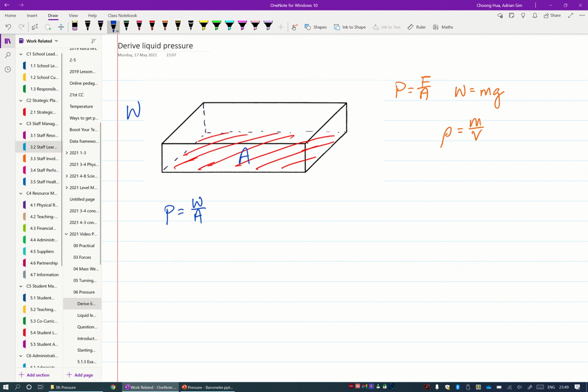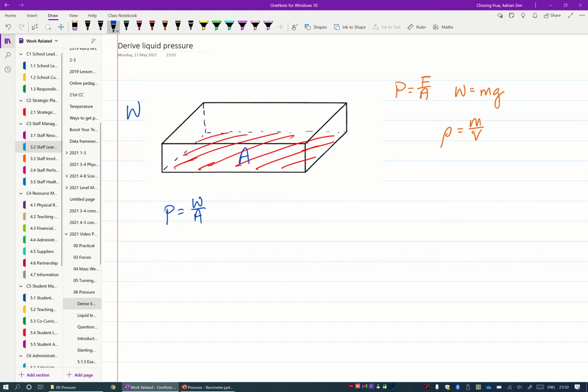You want to further simplify it because technically it is going to be very tedious to measure the weight of the liquid, especially if it's a large water tank. Like for example, a swimming pool. You don't want to go and measure the weight of the water in the swimming pool. You want to simplify any form of calculation. So for this section here, I'm going to show you how to simplify the calculation.